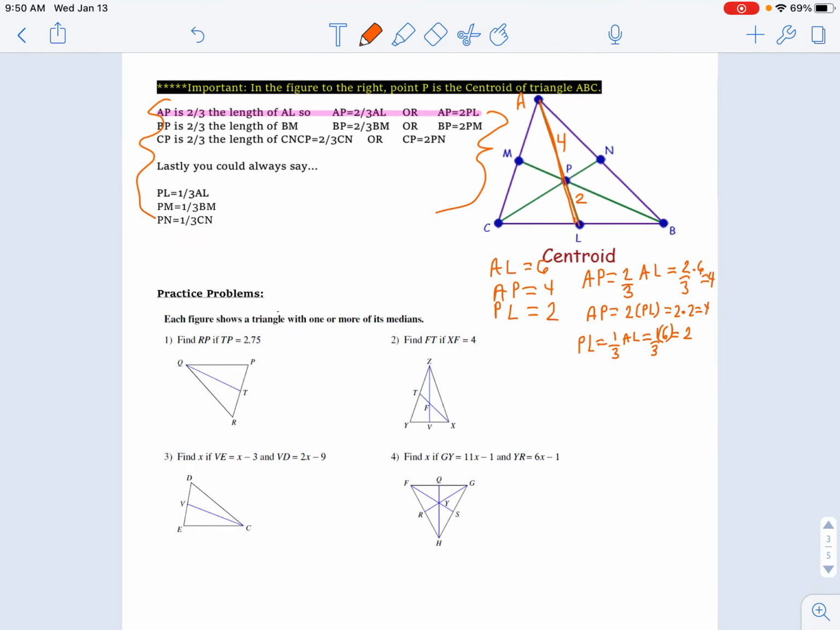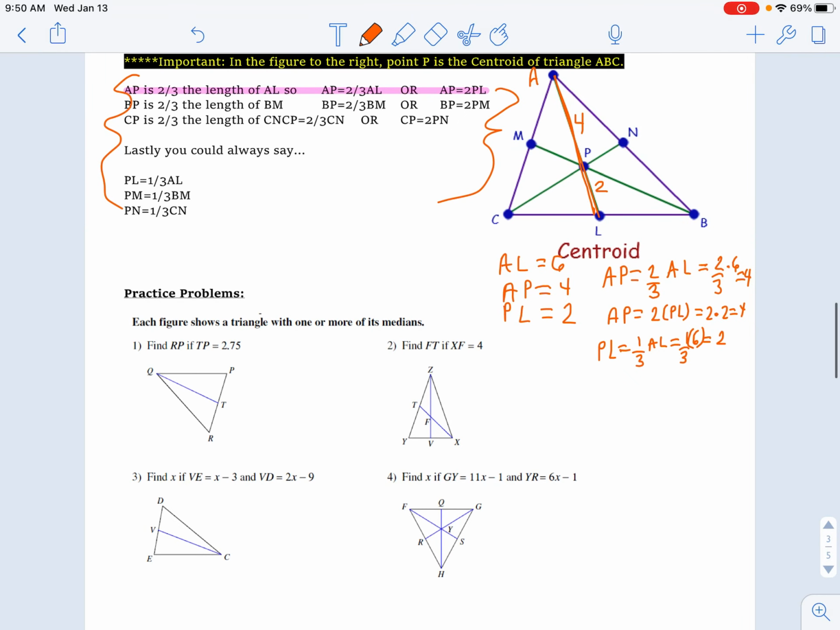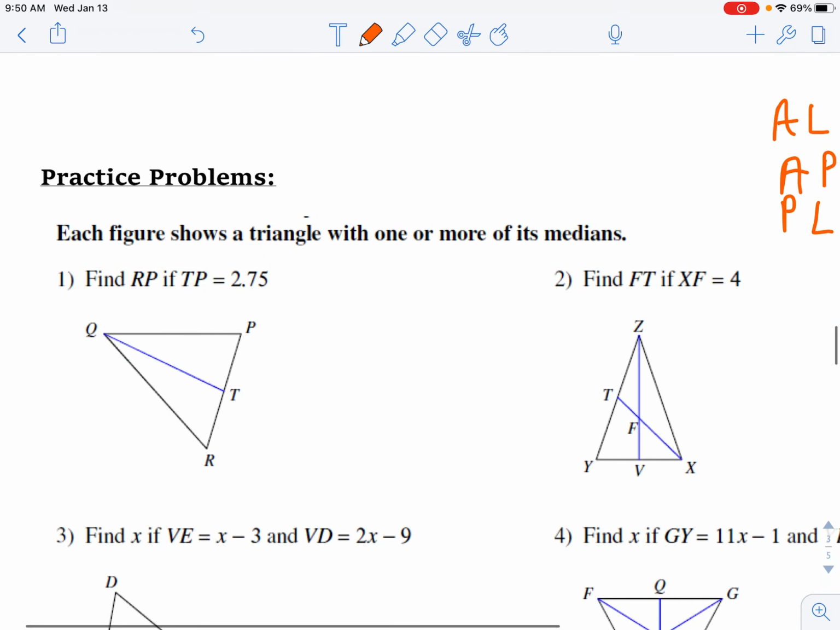All right, so now all this junk we talked about, let's practice it in depth. We're gonna start with some pretty easy problems and slowly graduate to more difficult problems. So each figure shows a triangle with one or more of its medians, all right?